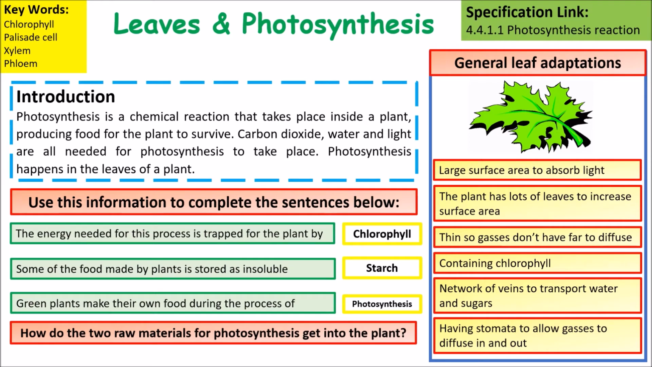So if we think, how do the two raw materials for photosynthesis get into the plant? Well, photosynthesis needs carbon dioxide, so that diffuses in from the air, and it needs water, so the water is taken up from the soil by the roots by the process of osmosis, and finally it gets to the leaves through transpiration.